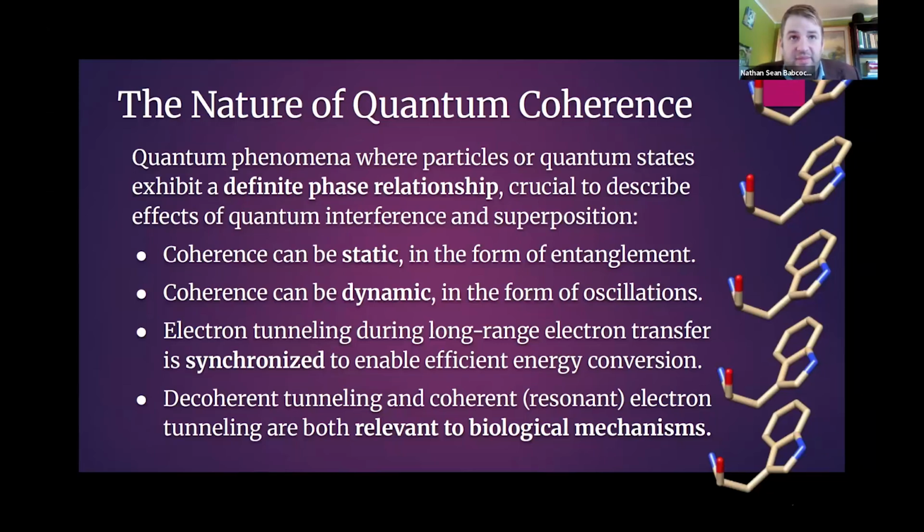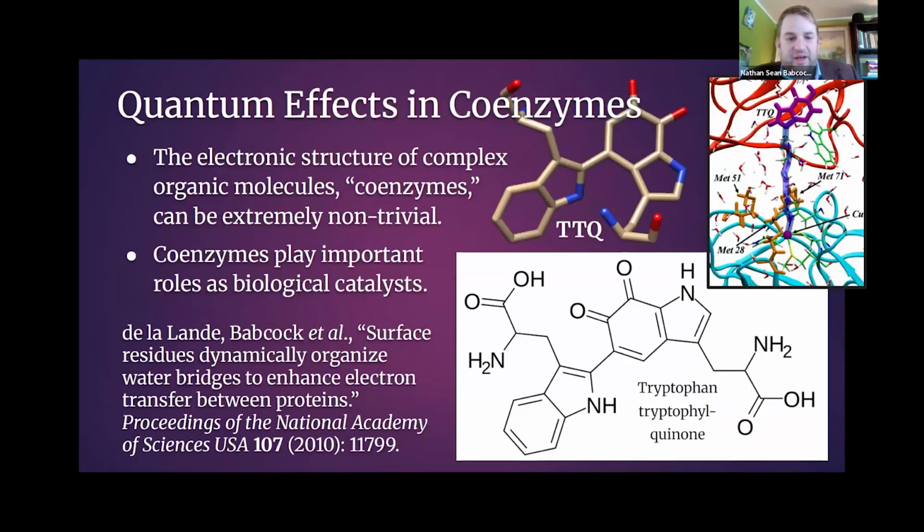And tunneling, the ability for a quantum mechanical particle to not travel directly over a barrier, but to quantum mechanically surpass that barrier, is also an important effect that I'll discuss as we move forward, and crucial to many biological mechanisms. So one last word about these biological molecules. There are these things called coenzymes. These are small organic molecules, like a pair of tryptophan that have been bonded together to create the so-called tryptophan tryptophylquinone, TTQ cofactor.